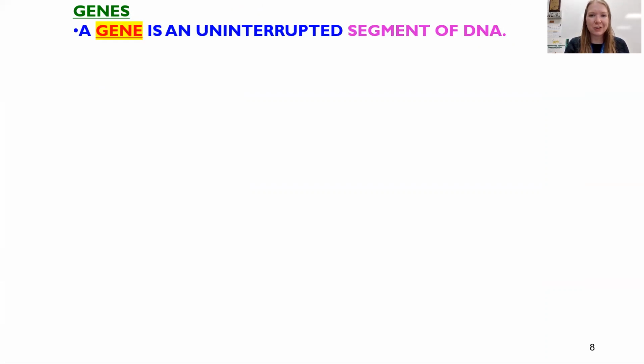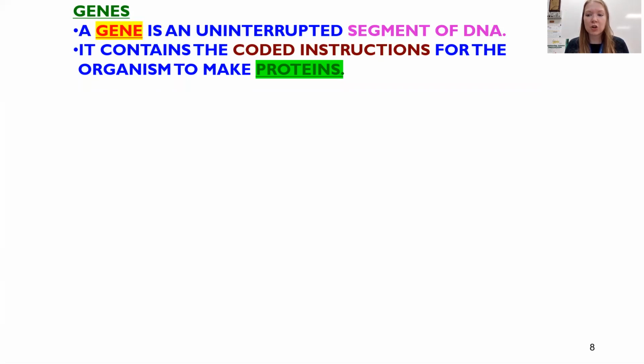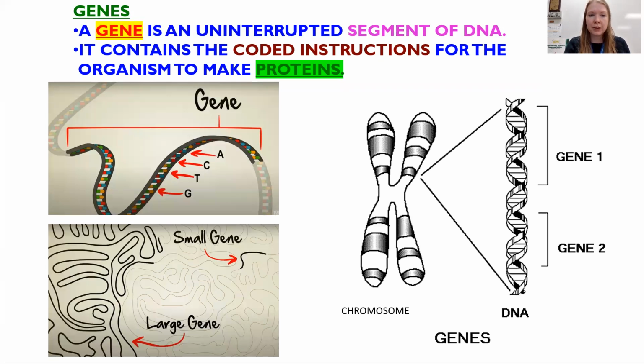So now let's talk about genes. So a gene is an uninterrupted segment of DNA, which contains the coded instructions for the organism to make proteins. So you can see in our picture here, we have our nice segment of DNA, and just this uninterrupted segment is a gene. Now, genes can be anywhere from 300 base pairs in length to over 1 million base pairs in length. You can see we have a tiny gene, and then we can have really large genes.